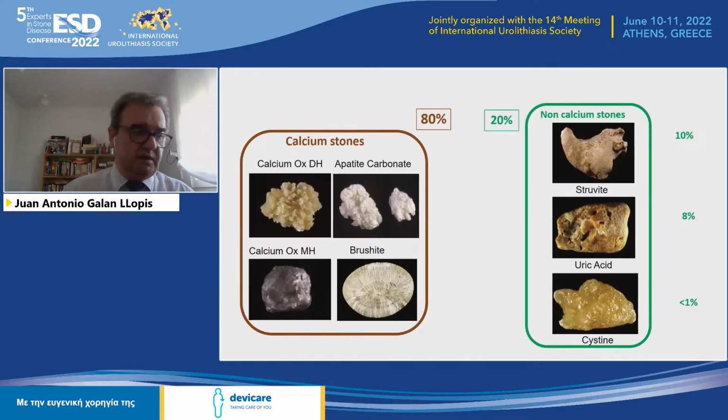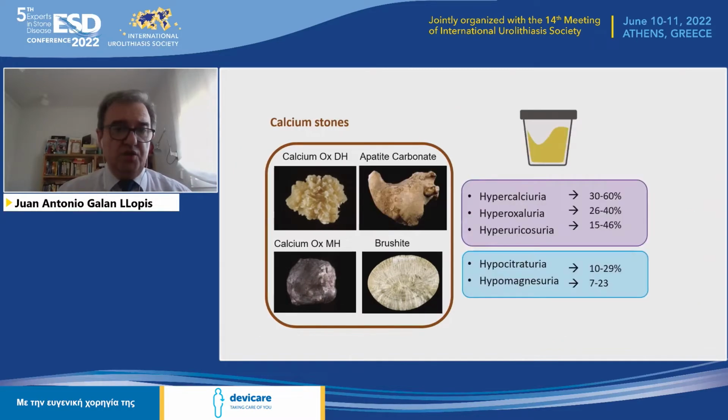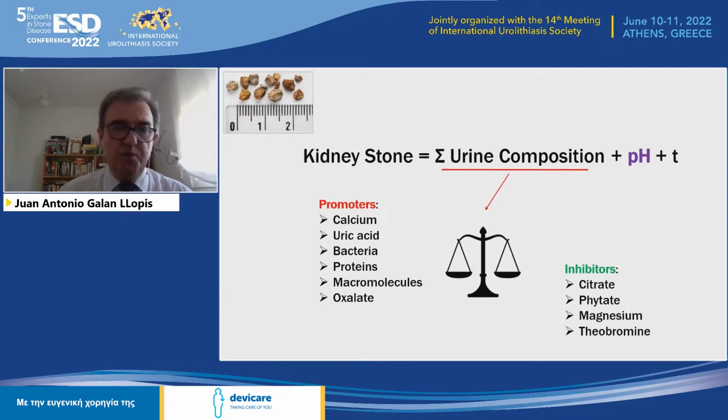As you know, it's already been told, around 80% of the stones are calcium-based, so the rest, 20%, are non-calcium based. And they include struvite, uric acid, and cystine stones. And we also know that there are different situations depending on the promoters and inhibitors leading to these stones. In fact, a kidney stone would be the result of a balance between these promoters and inhibitors, which will determine the urine composition, but two other factors are needed for a stone to form, and these are pH and time.